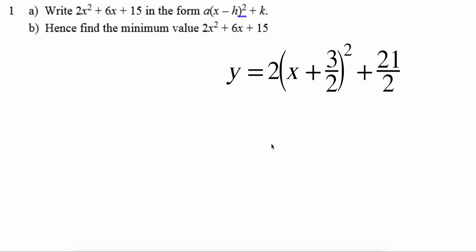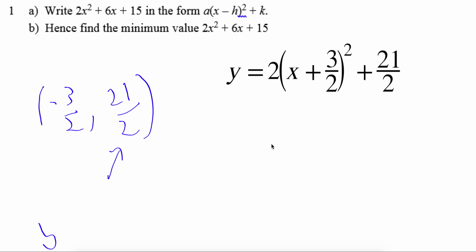I take that, and the coordinates of the minimum value would just be whatever's in the bracket. So 3/2, change the sign, minus 3/2, and the bit outside is the y coordinate. In this question, they're just asking for the minimum value, which is the y coordinate. So you could just say that y is equal to 21/2, or you could use decimals and you would get 10.5.